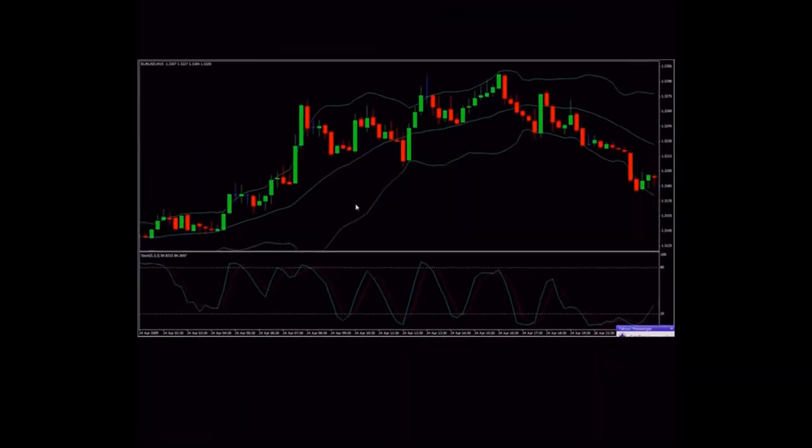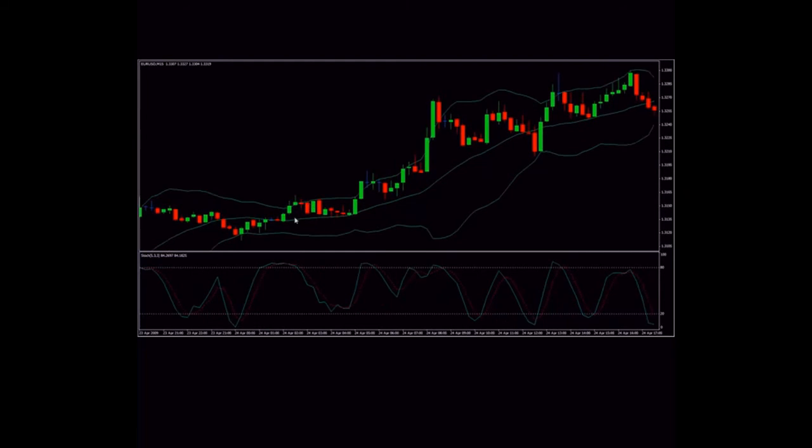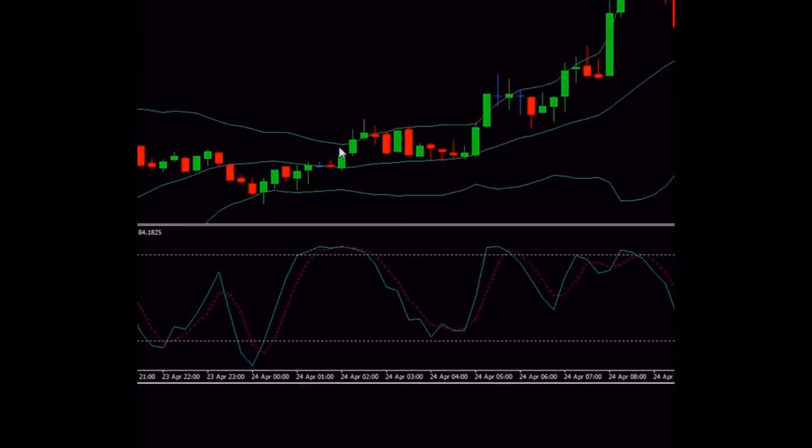Now how this works is we're looking for price action. As price moves in a certain direction, we look for a close outside of our Bollinger Bands. For example, this is a long trade. It's a green candle closing outside. The moment this happens, we want to look down and see if we're in the overbought or oversold area. And since we're going up, we were in the oversold.